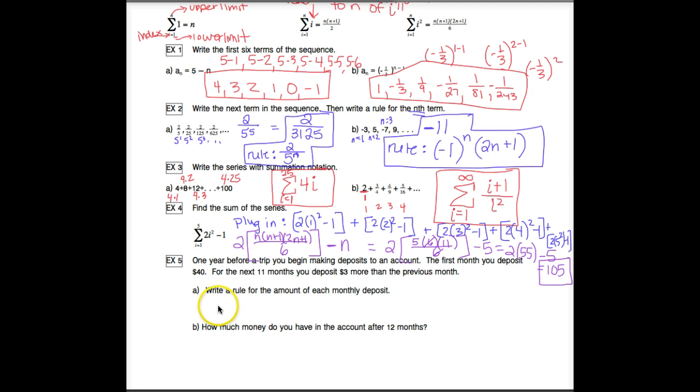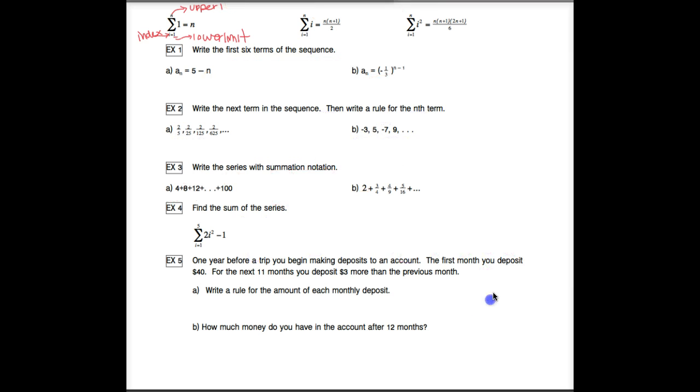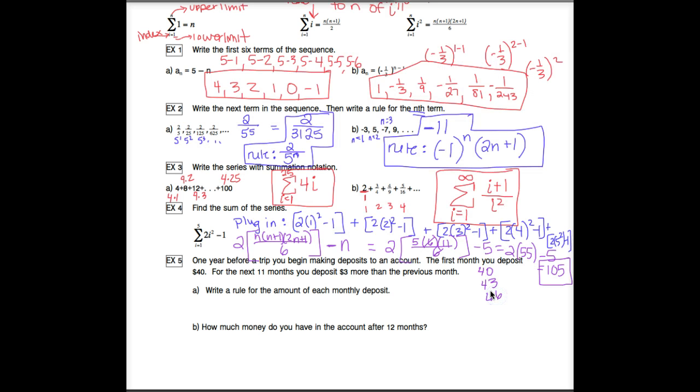So write a rule. Again, your rule might be something different than mine. It says the first month you deposit $40. For the next 11 months, you deposit $3 more than the previous month. So my first month, I deposited $40. Then the next month, I'm going to deposit $43, then $46, and so on and so forth.